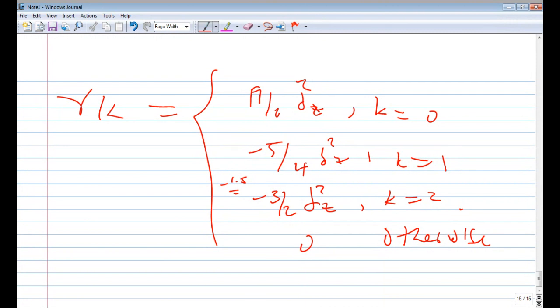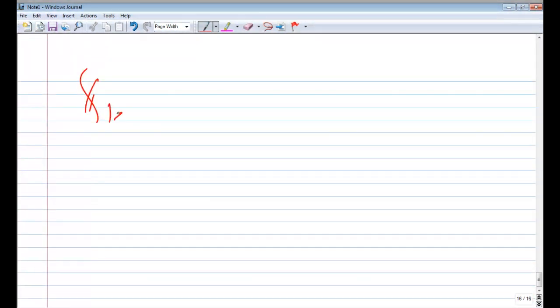Now, find the autocorrelation function for me. Obviously for k equal to 0, the autocorrelation function at lag 0 is 1. Rho 1 equals what? You can just give me in terms of decimal places.